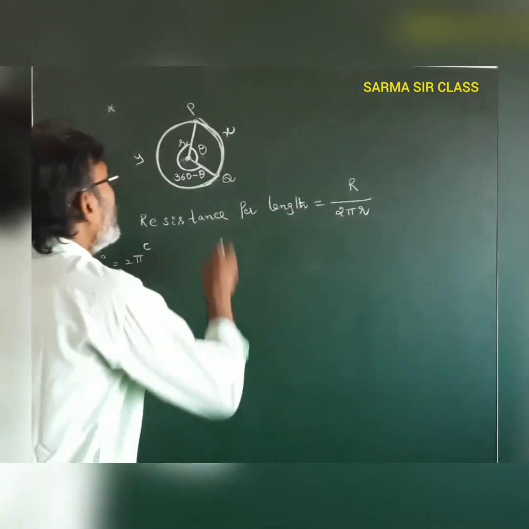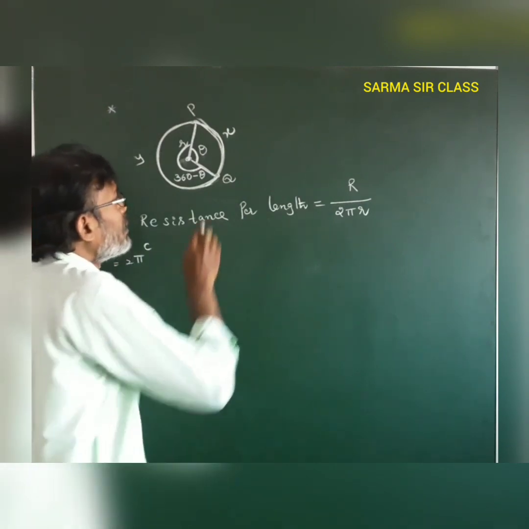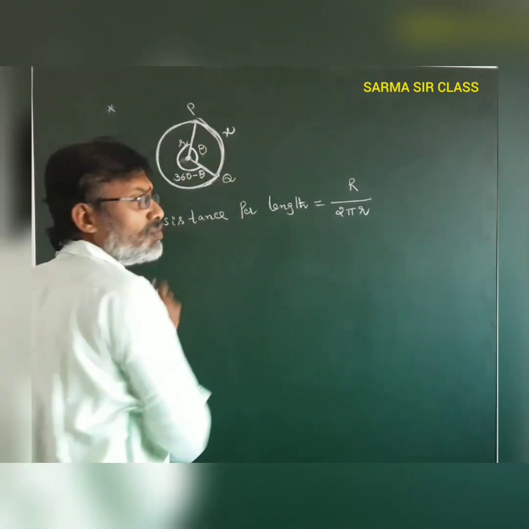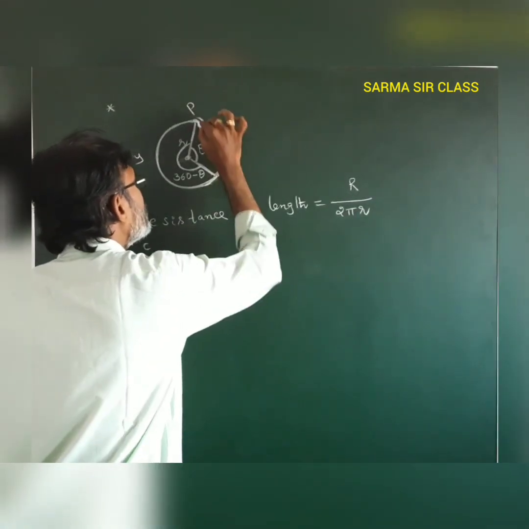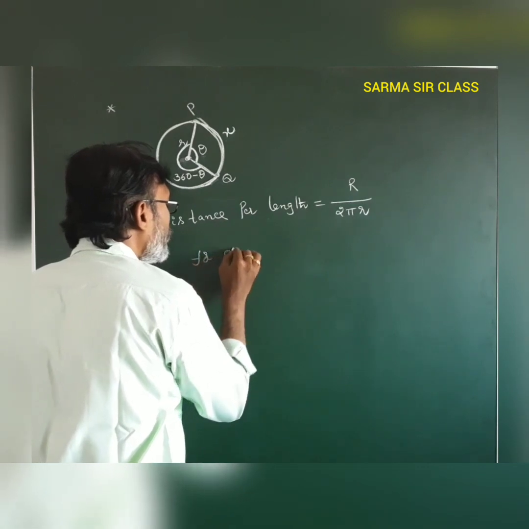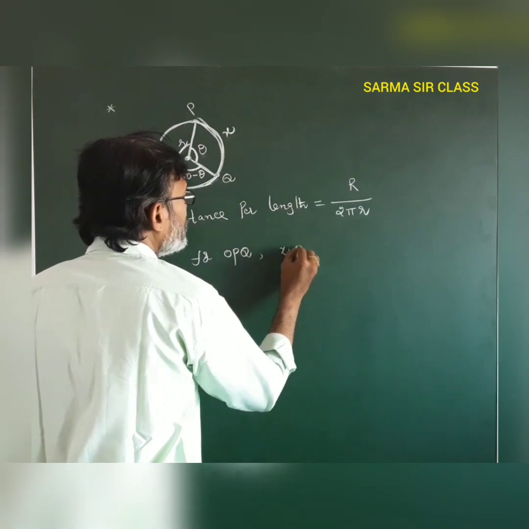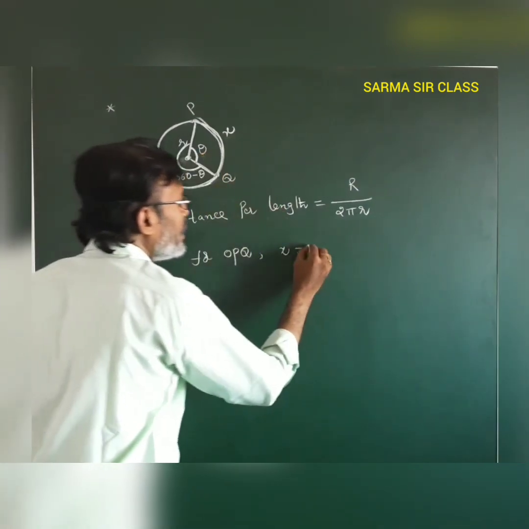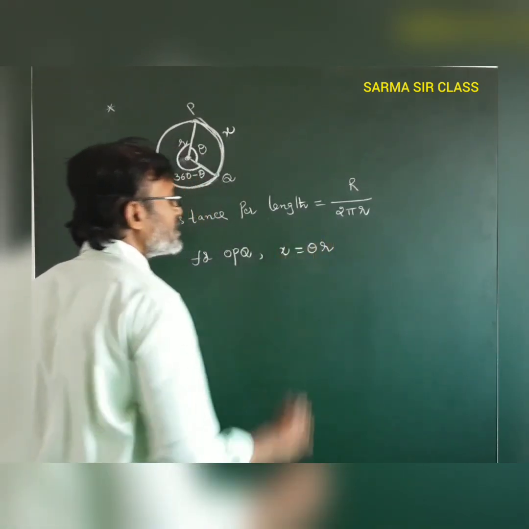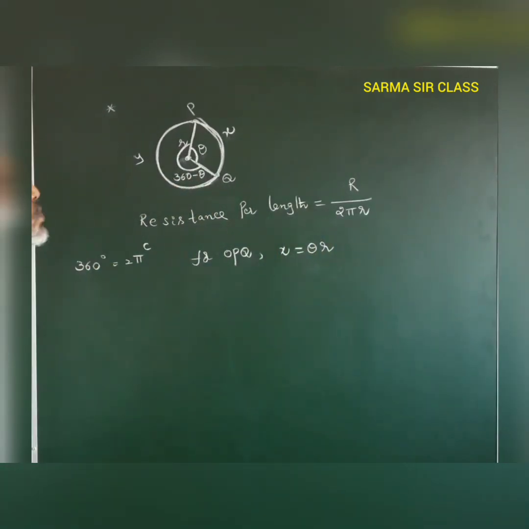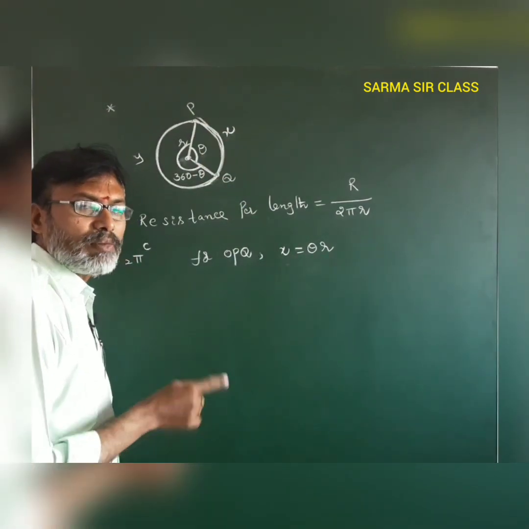Already you know that arc length is equal to angle into radius. So what is the arc length for OPQ? The angle is theta and the radius of this circle is r. So x is equal to r theta.